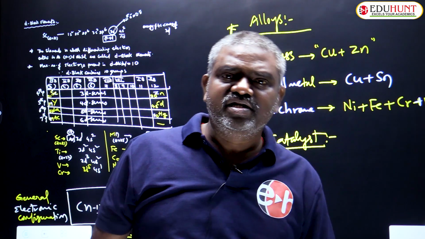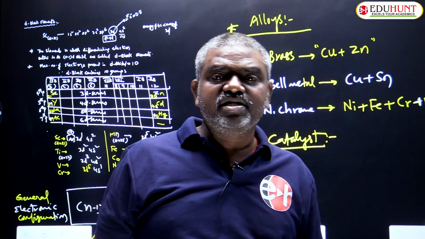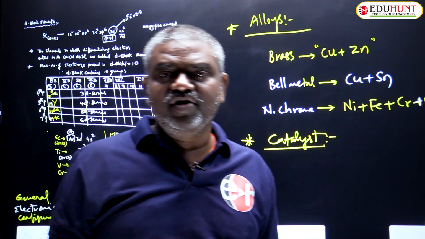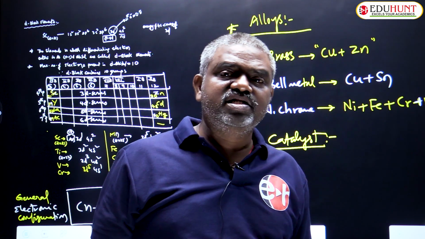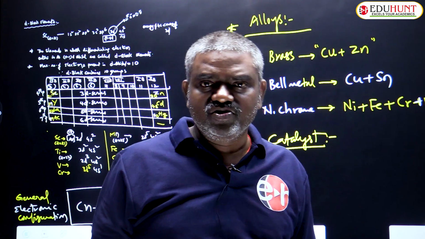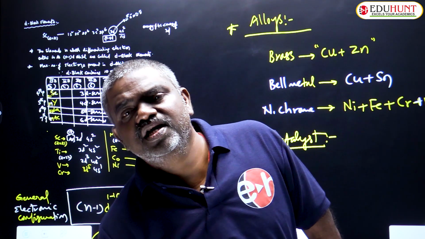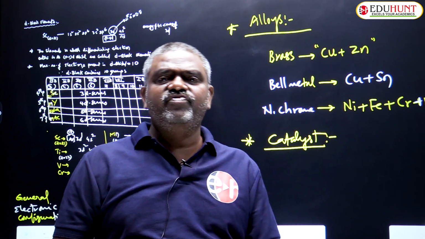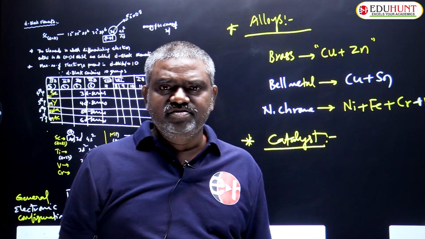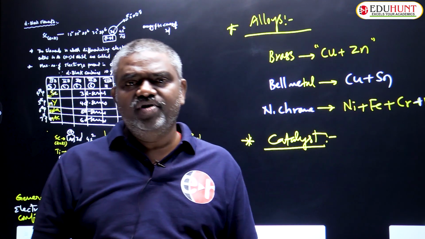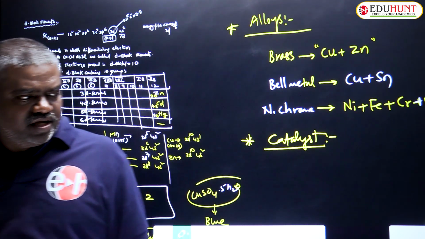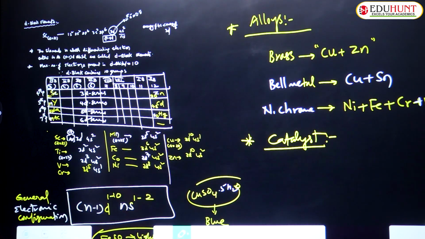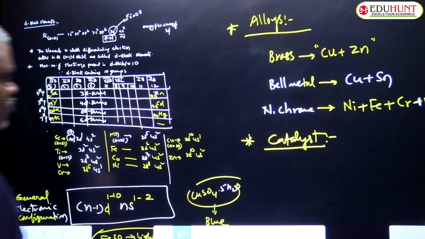A catalyst is a chemical substance which increases the rate of reaction without itself being consumed in the reaction. Many D block elements act as catalysts. Why? Because they have more surface area and they have more unpaired electrons. Understood?